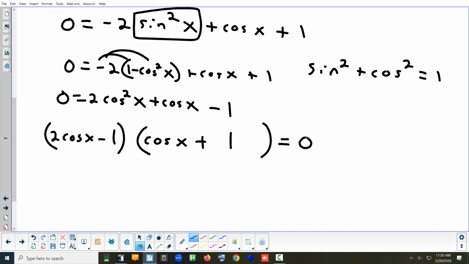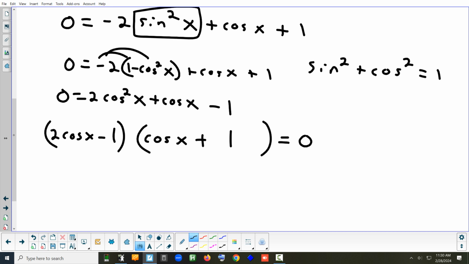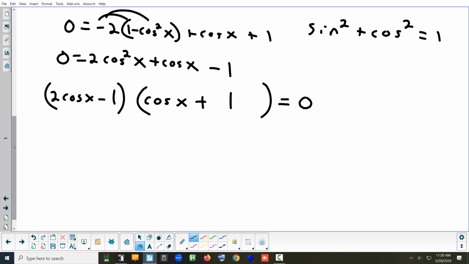Okay, so now we factor. And again, some questions in the homework are going to start in here, so the factoring is already done. Once we factor it, what do we do with each factor? Yep. Set them equal to what? 0. Yep, set them equal to 0.